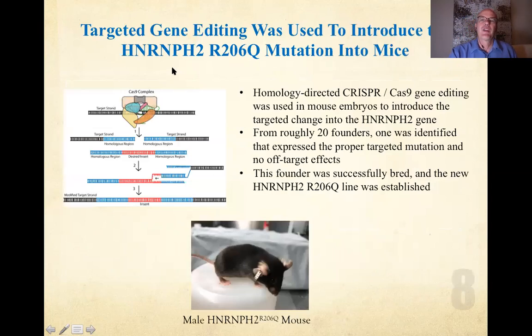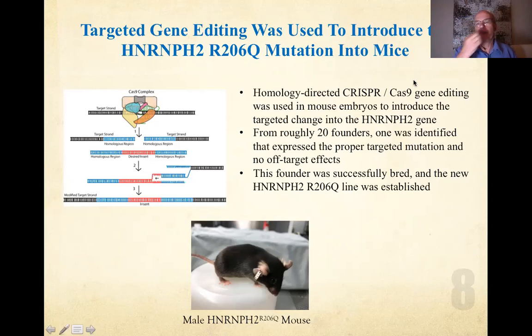We used CRISPR-Cas9 targeted gene editing to introduce this mutation into mice. We did this in mouse embryos, and we received roughly 20 founders. So these would be the firstborn from our manipulations. And only one was identified that expressed the proper targeted mutation but lacked any off-target effects. And we did a whole battery of quality controls to confirm that we had modified the intended nucleotide sequence, but didn't introduce any other alterations into the genome.